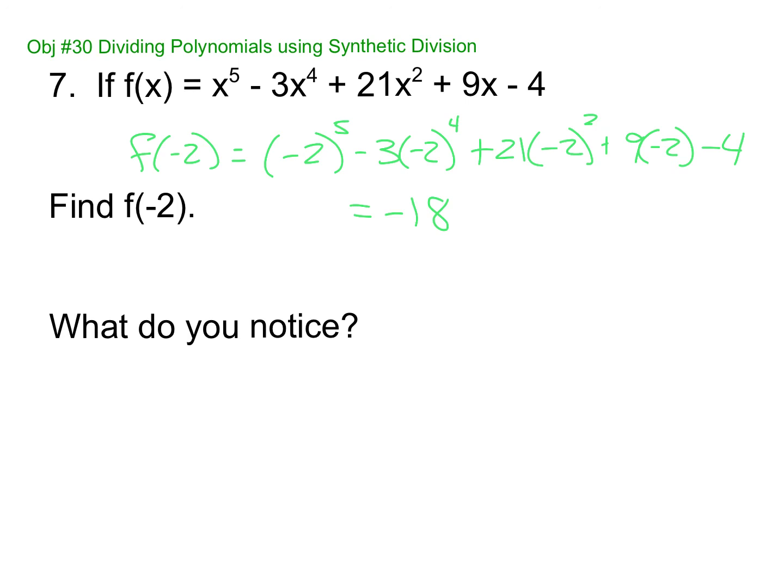Compare this to the last problem. That was the remainder. So when we did synthetic division and put that -2 on the outside, the remainder is what you get when you plug in. So if you ever have a hard problem that you need to plug in for and the numbers are really big, you don't have a calculator, you're on the SAT or something, or your phone died, that's a way to do it. If you do synthetic division, the remainder will be the answer, okay?